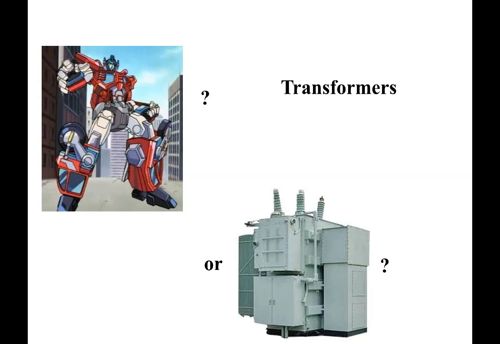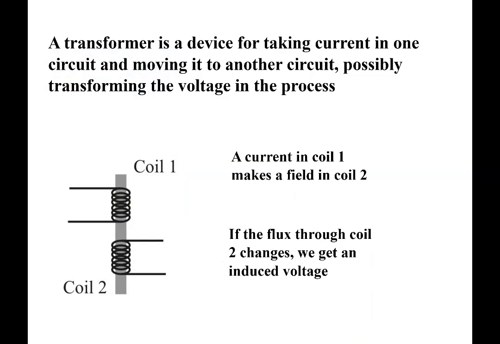And the transformer that I'm actually talking about is simply a device for taking current in one circuit and causing or moving, in a sense, it to another circuit, possibly transforming the voltage in the process, thus the name transformer. So here you see a picture of two separate coils, coil one on top and coil two on the bottom.